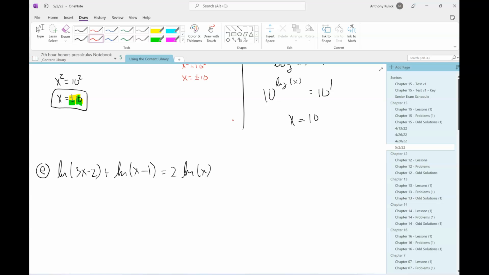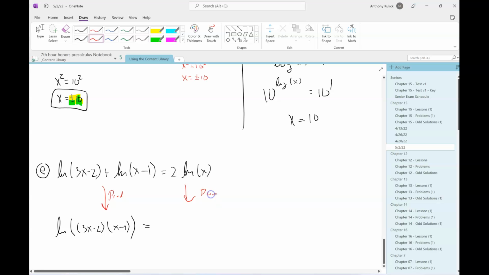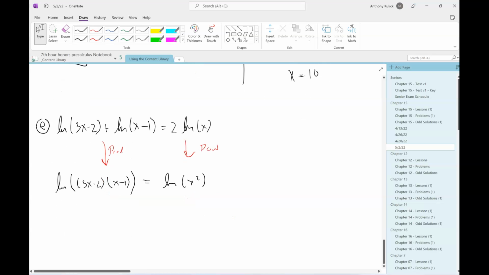So look at the left-hand side. What could we do to the left-hand side? And by power, you mean product. Oh, yeah. And on the right-hand side, what can we do? That one's a power. Everybody happy with what we did? What should I do next?